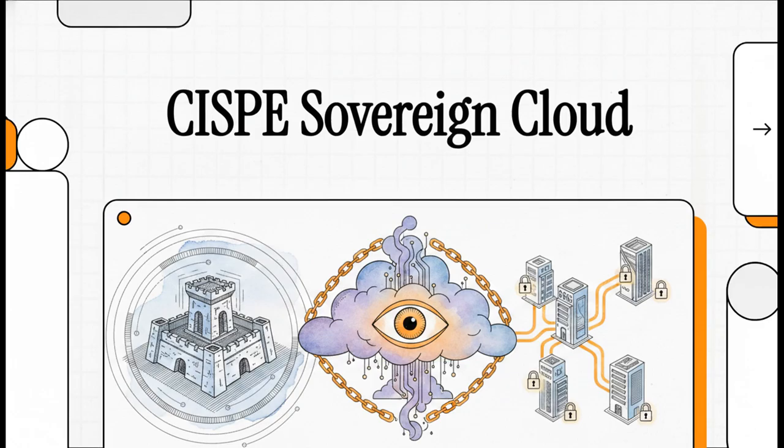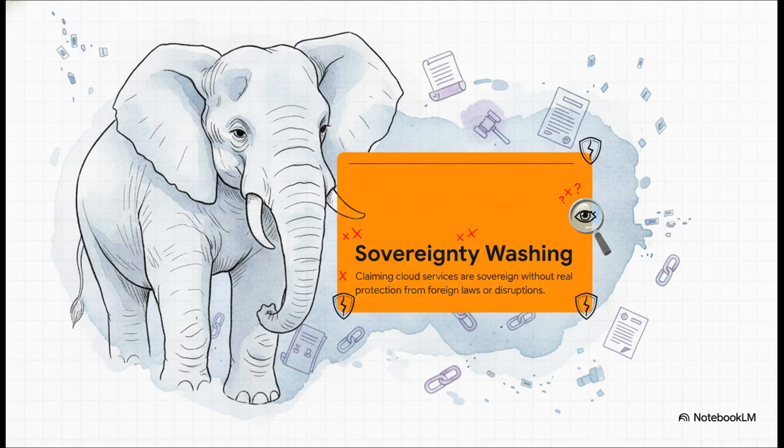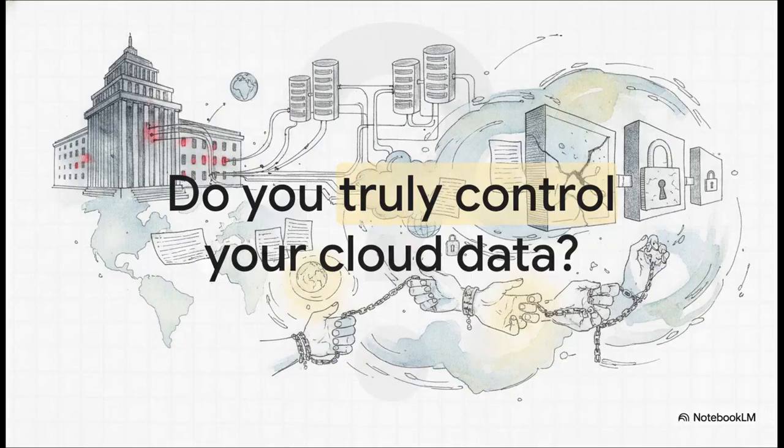global landscape. Okay, let's start by addressing the elephant in the room, sovereignty washing. You've probably seen the marketing out there, providers plastering the word sovereign across all their cloud offerings. But here's the thing, sovereignty washing is a totally deceptive practice. It's when a service claims to be sovereign, but completely fails to offer actual legal and technical protection from foreign jurisdictional interference or sudden service disruptions. Superficial cloud security just isn't cutting it anymore, and the market has been desperately needing a way to actually verify these claims. So ask yourself this.